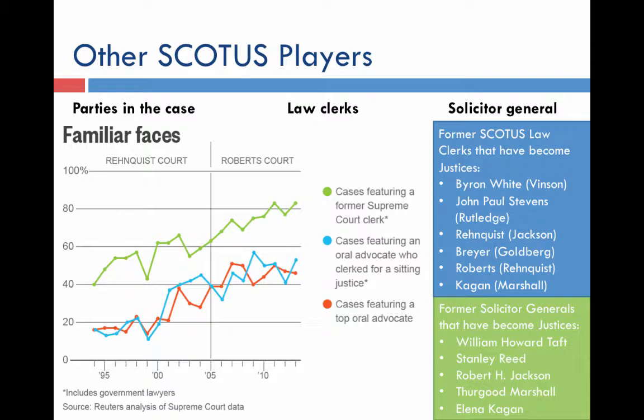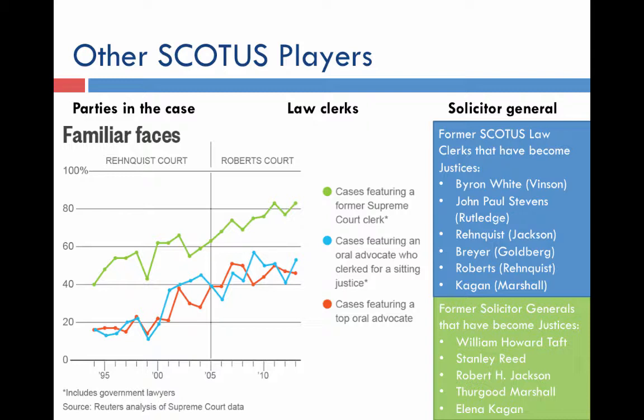Another key player is the Solicitor General. The Solicitor General is the U.S. government's representative at the Supreme Court. This is the top appellate attorney for the United States. The Attorney General is the top prosecuting attorney. The Solicitor General works under the Attorney General and is the top appellate advocate and argues frequently before the Supreme Court.